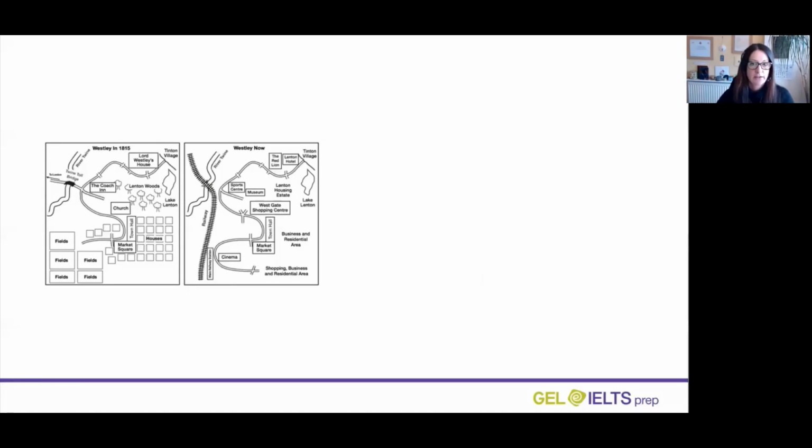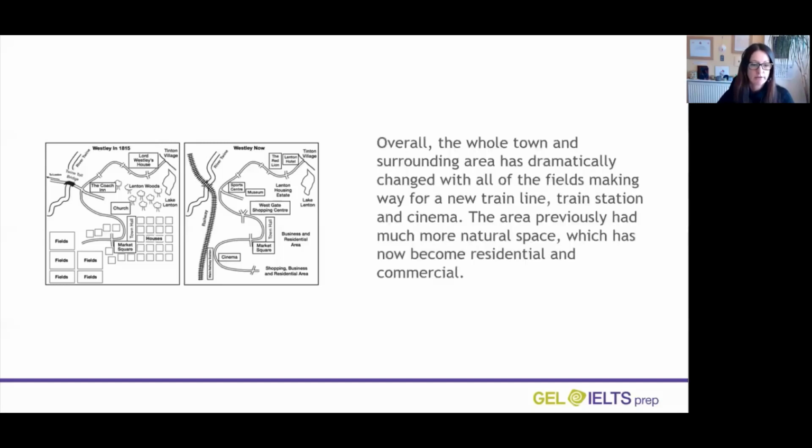Okay, let's have a look at the answer. So here we can see the reconstructed paragraph. Let's read. Overall, the whole town and surrounding area has dramatically changed, with all of the fields making way for a new train line, train station and cinema. The area previously had much more natural space, which has now become residential and commercial.